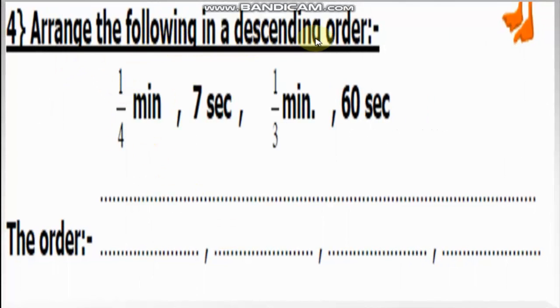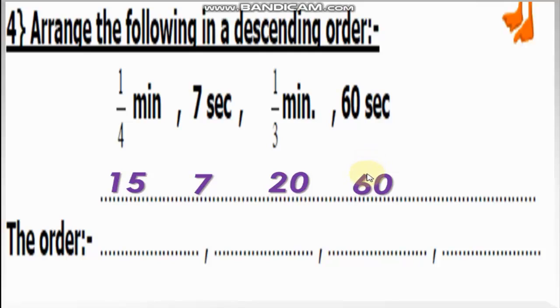Arrange the following in descending order. It's from the greatest to the smallest. Quarter minute, 7 seconds, third minute, and 60 seconds. At first, we will convert all of them to seconds. Quarter minute equals 15 seconds. Here, 7 seconds, we will keep it as it is. And third minute equals 20 seconds. And we have here 60 seconds.